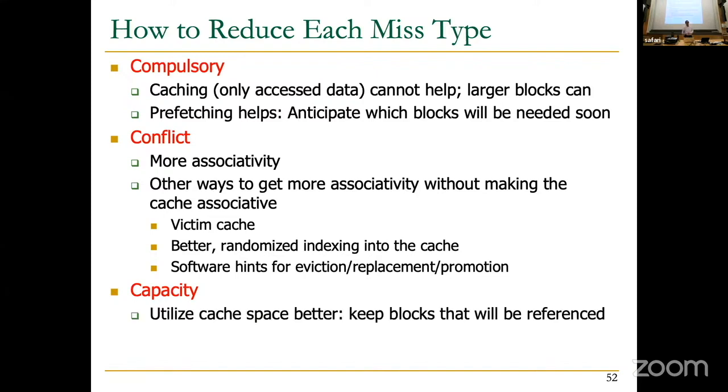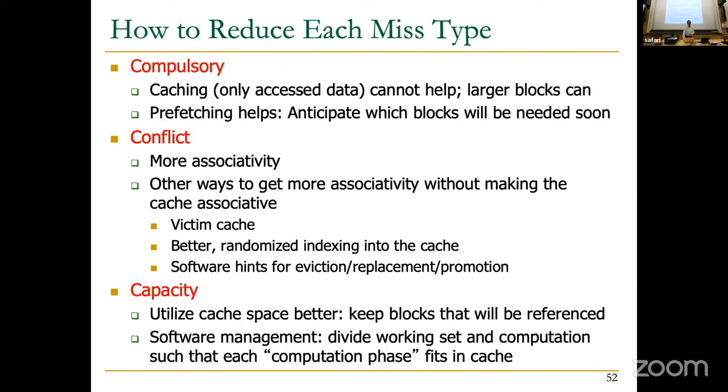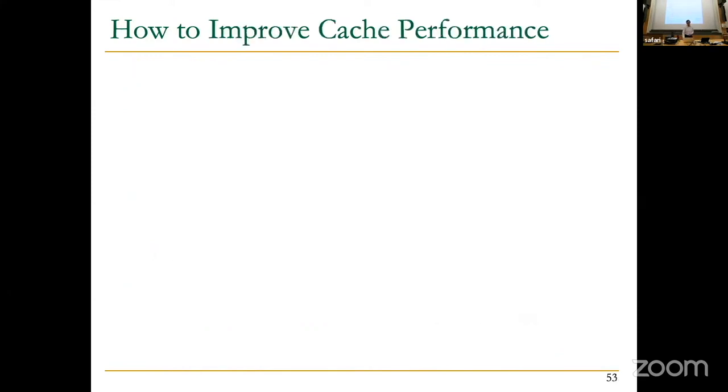Capacity misses, how do you actually eliminate that? You utilize the cache space better. Basically, keep the blocks that will be referenced. So management of the cache actually helps with the capacity misses. And we're going to see some software management soon. Basically, you can divide the working set of a program, as opposed to requiring a program to work with a huge working set, divide it into smaller pieces, and those smaller pieces hopefully fit in the cache, and you arrange the computation such that it happens on smaller pieces of data at a given time, such that you don't get cache misses while you're doing that sub-computation that you have divided the bigger computation into. So we're going to talk about that.